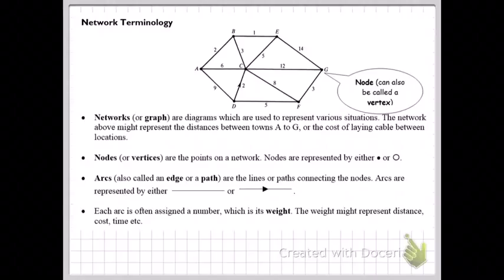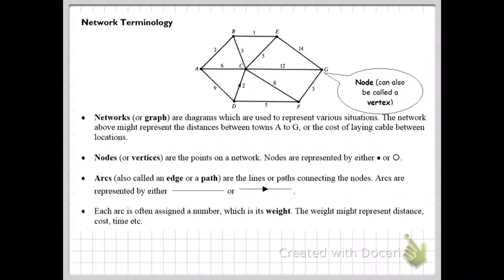This video is about networks and the shortest path. We begin by doing a quick revision of some of the terminology. So we have a network diagram, and these diagrams can represent various situations.